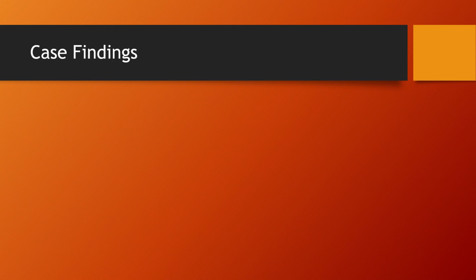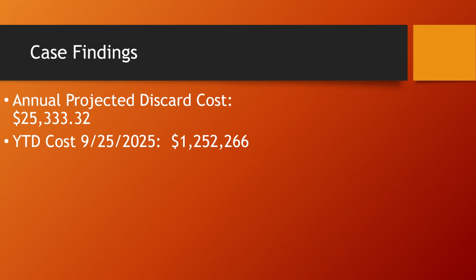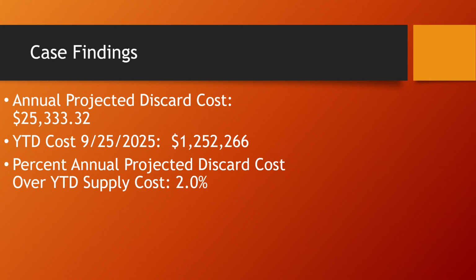Based on the monthly cost center performance statement and then our discard audit that we did, we had 5 significant case findings. First, the annual projected discard cost is estimated to be around $25,000. The year-to-date total supply cost as of September 2025 was $1,252,266. With those two numbers, the percent of estimated discard cost over that year-to-date supply cost was about 2%.